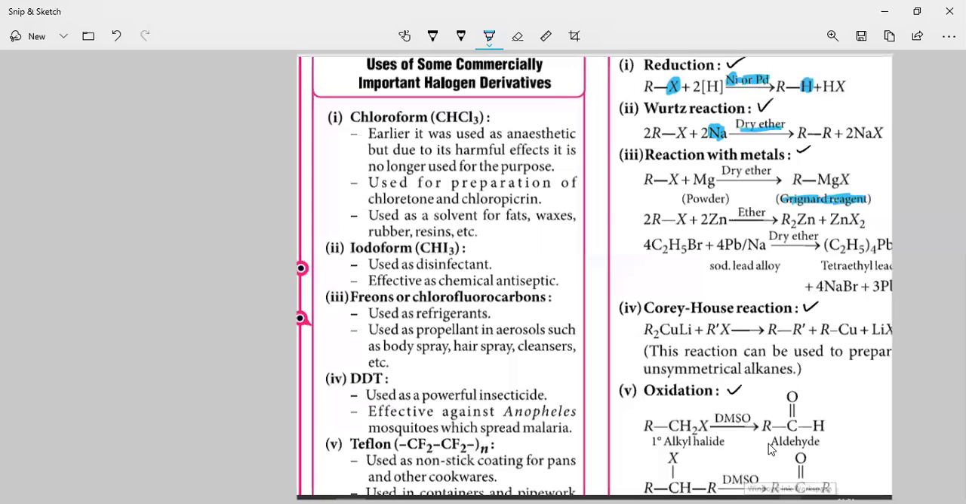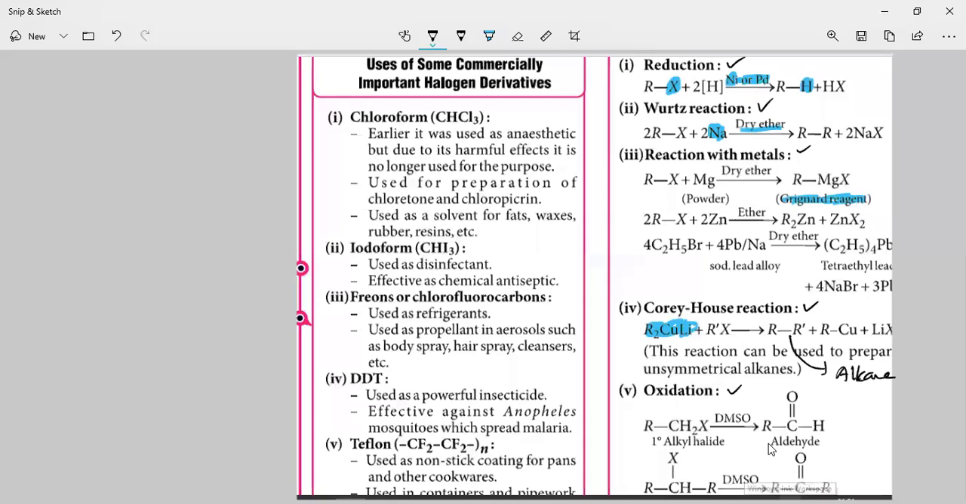Next, alkyl halide reacts with zinc. In the presence of ether, you are going to get dialkyl zinc plus ZnX2. Next, alkyl halide upon treatment with sodium-lead alloy, you are going to get tetraethyl lead. And in Corey-House reaction, we take dialkyl copper lithium and treat it with the alkyl halide, and thereby you are going to get alkane.